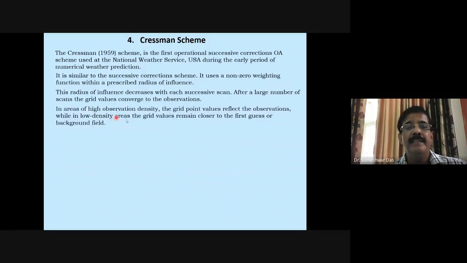In areas of high observation density, grid point values reflect observations, while in low density areas like our oceans, the grid values remain closer to the first guess or background field, as I said earlier.